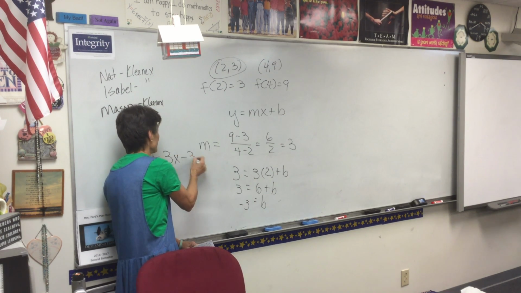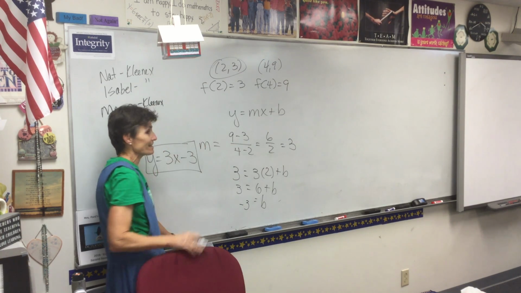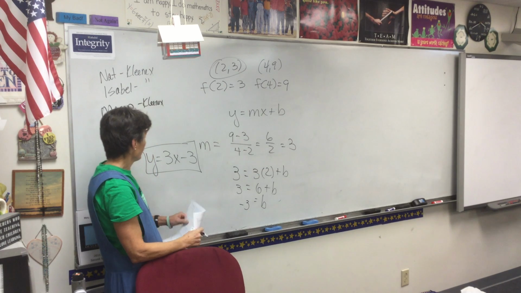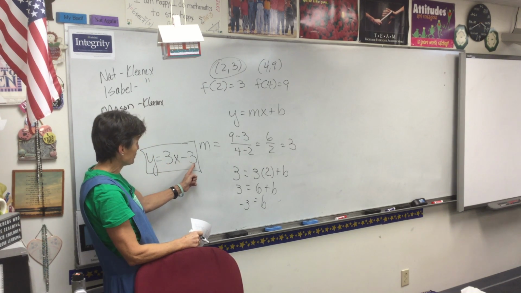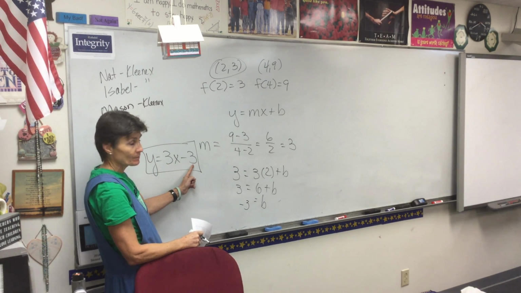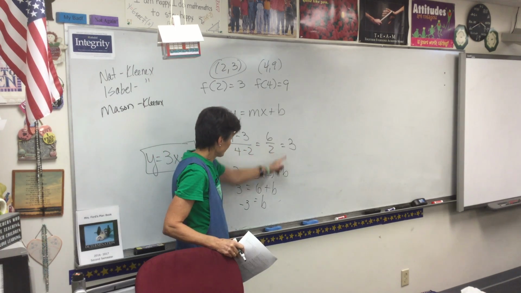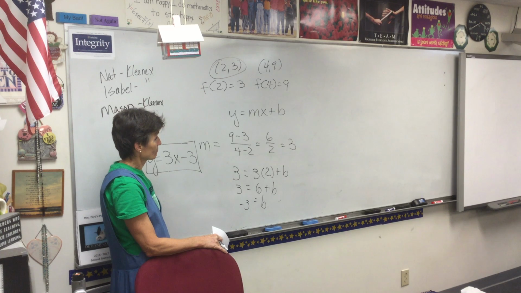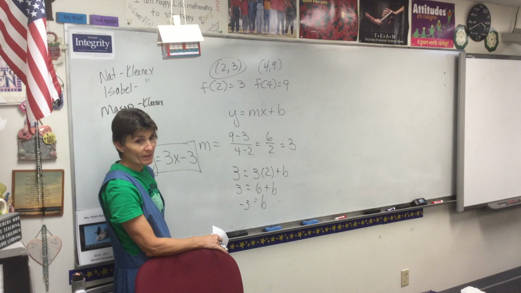Okay, and then y equals 3x minus 3. Beautiful. Thank you. Don't forget to write the answer to the problem, which is the equation of the line, with your m and your b plugged in. So we found an m, found our b, there it is. Any question about that one?